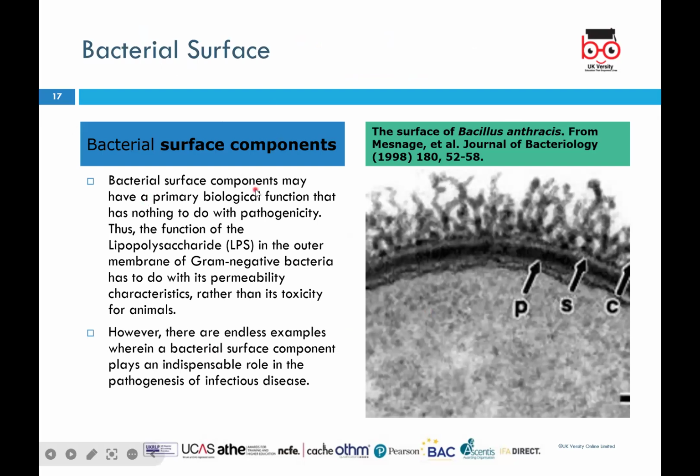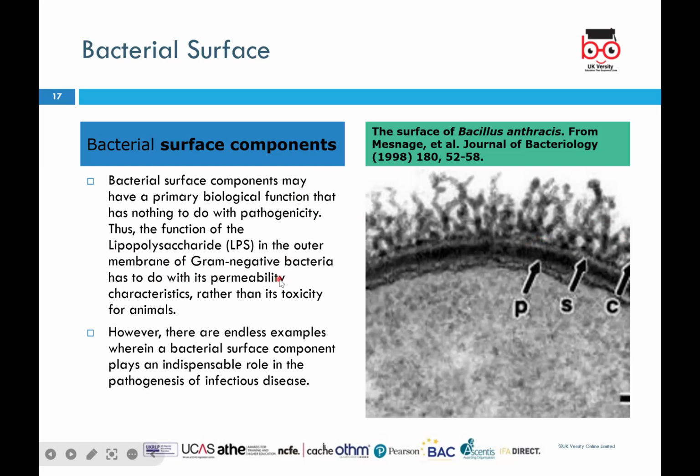So talking about a bacterial surface, what is there that makes them so unique? This is the surface of Bacillus anthracis. It causes anthrax, which is again a very deadly infectious disease. If we see bacterial surface components, they may have a primary biological function that has nothing to do with pathogenicity. So, the function of lipopolysaccharides, LPS, in the outer membrane. You have an outer membrane which has lipopolysaccharides. They're present in gram-negative bacteria.